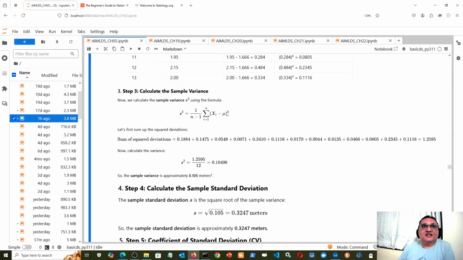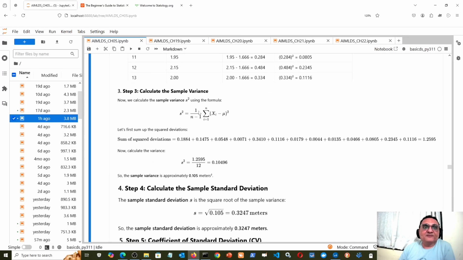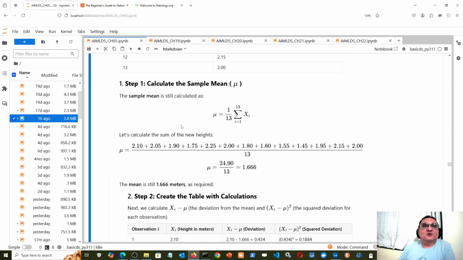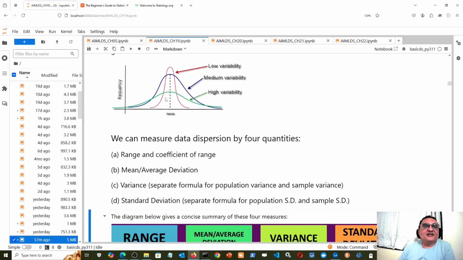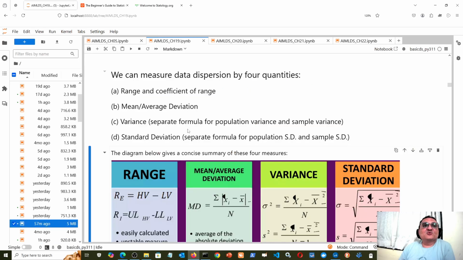So this is itself the variance, that means sigma xi minus mu whole square divided by n minus 1. The more the variance, the more the graph will be spread out. Here again, if you see, the red graph has minimal variance, the blue graph has moderate variance, and the green graph has a higher variance. And then standard deviation is nothing but the square root of variance.